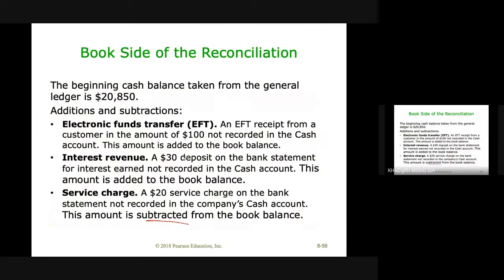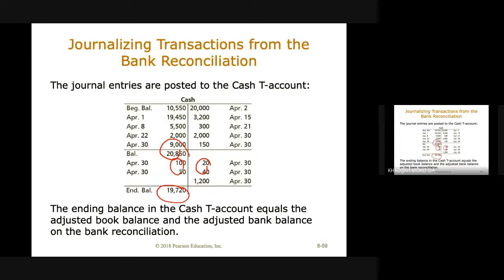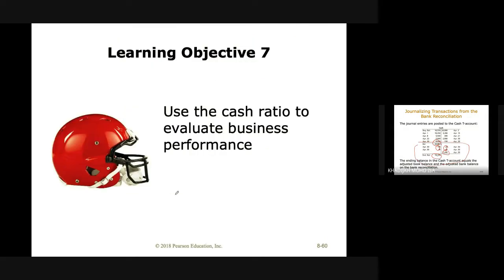Okay, let's see again. In the bank statement, 1, 2, 3, 4, and one other, so you have 1, 2, 3, 4, 5. So these are actually the ones that you have to adjust in your bank or cash account. The closing balance here will be the same as your adjusted bank statement balance.